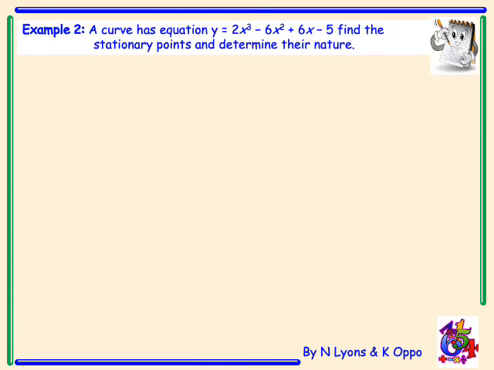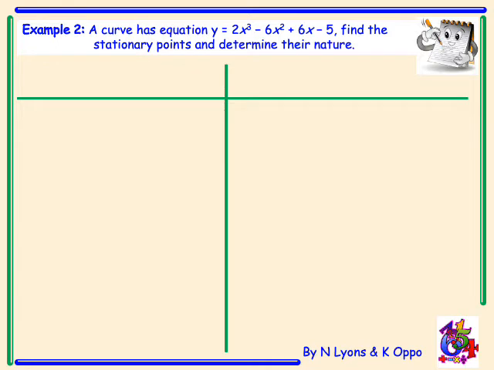So let's have a go at another example. Example 2. A curve has equation y equals 2x cubed minus 6x squared plus 6x minus 5, and I want you to find the stationary points and determine their nature. So again, start the exact same way. Let's think about the derivative of this function.